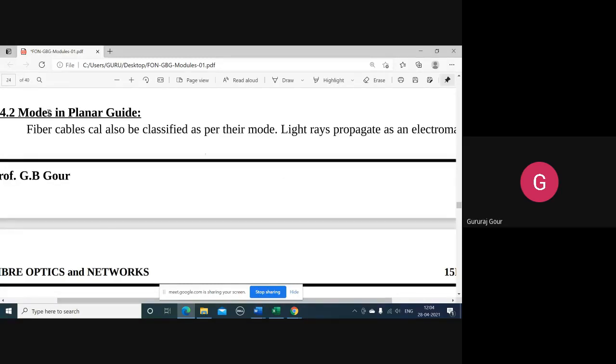So we have to understand two things here: mode and planar guide. Planar guide, I already told you, is a rectangular waveguide. It is similar to the rectangular metallic waveguide, but the only thing is that now the metal is not there. It is optical fiber, but it is molded in the form of that rectangular shape. That's all.